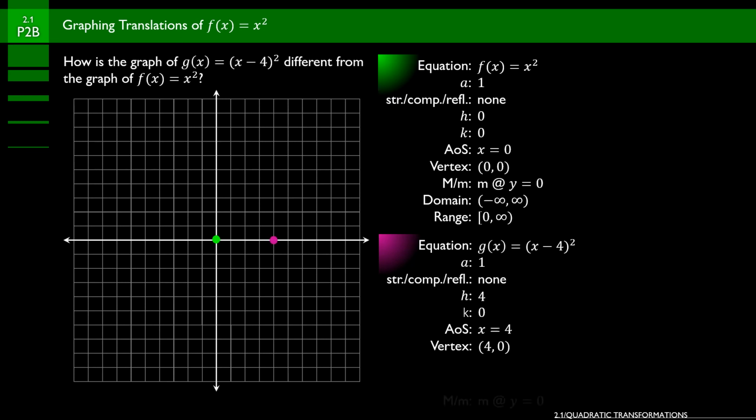The maximum or minimum, again, we have a minimum because it opens up, and we're going to have y equals 0. And then the domain is all real numbers, and the range is going to be 0, and since it's opening up, going to infinity.